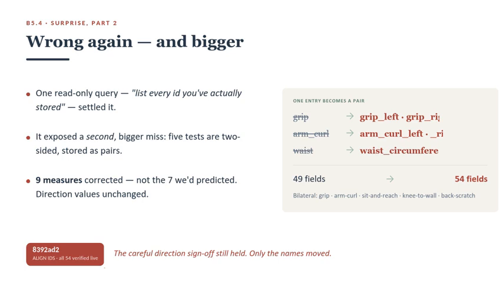For those, we split into left and right, exactly the way our scoring phrase already handles two-sided tests. The good news is the direction never changed, so all of the careful sign-off still held. We just had the names wrong. Twice caught before a single user hit it. And that's not the system failing, that's the system working.